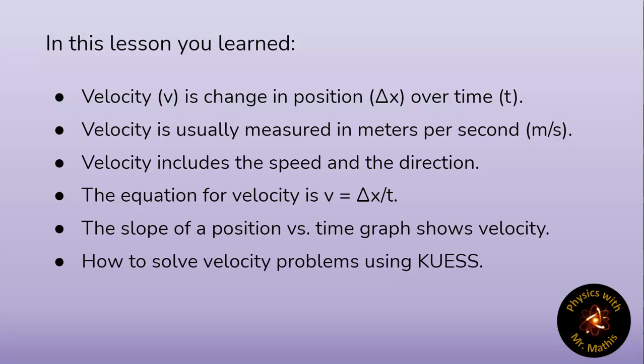In this lesson, we saw that velocity is the change in position over time, and that velocity is usually measured in physics in meters per second. Velocity includes both the speed and the direction of the object that's moving, and we can find velocity using the equation v equals delta x over t. We saw that the slope of a position versus time graph shows us the velocity of the moving object, and we looked at how to solve velocity problems using QUES.